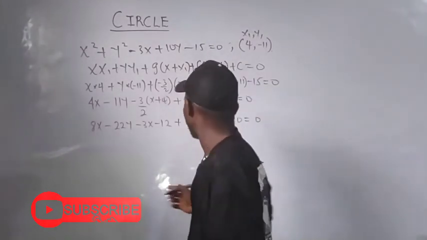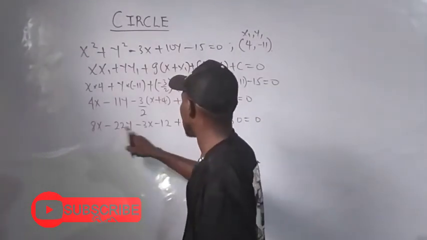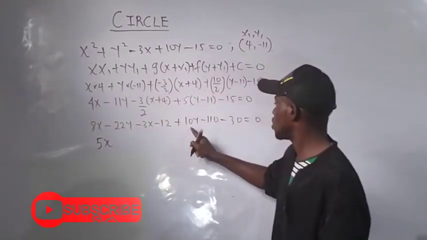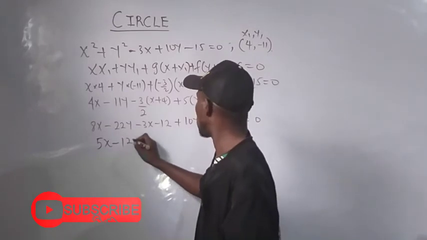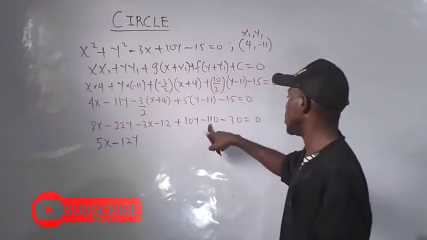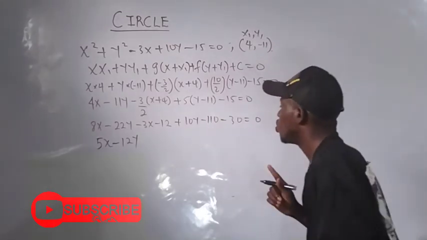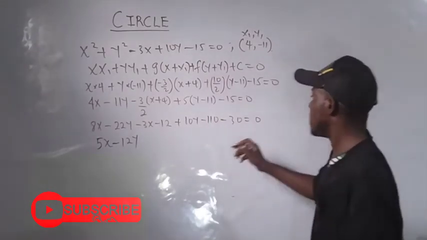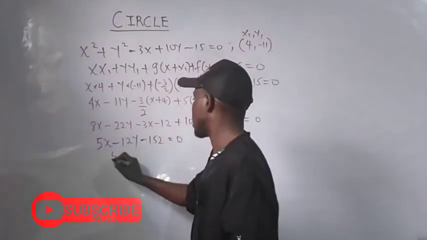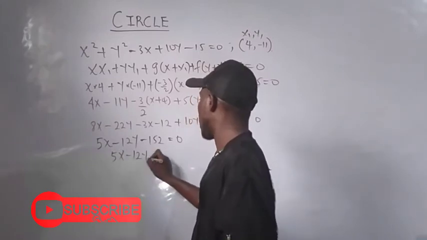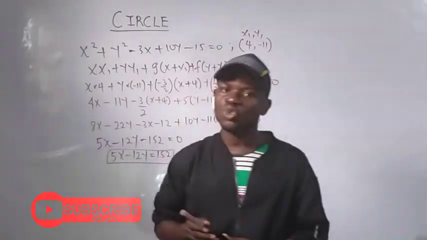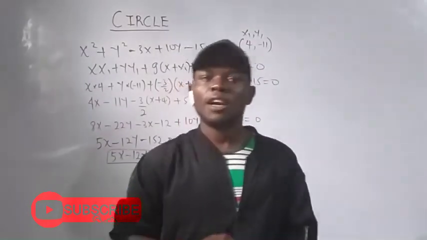Then what else do you have? You discover that you have this minus this to be equal to what? 5x minus 22 plus 10 will give you minus 12y. Then you have minus 12 minus this will give you minus 122, then minus 152, which equals 0. So you can say that 5x minus 12y equals 152, and this is the equation of the tangent to the circle in a very simplified manner.